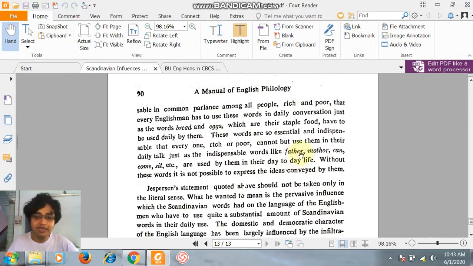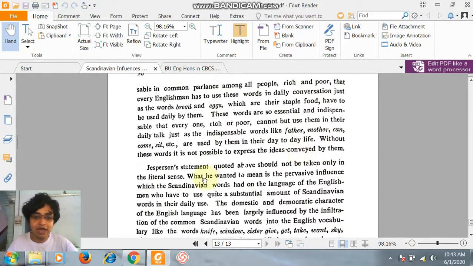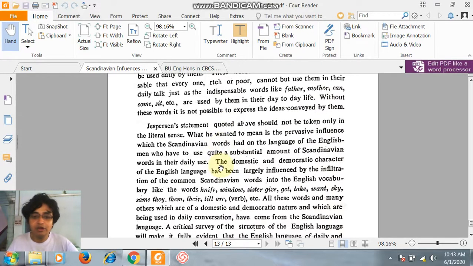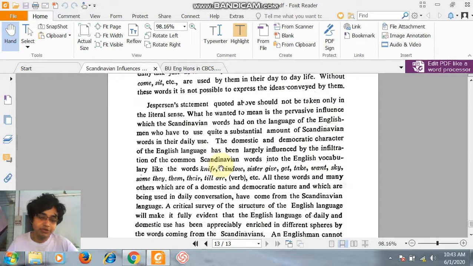So in this way we can say that words like bread, eggs, and indispensable words like father, mother, can, come, seat, which are being used daily in our day-to-day life, are Scandinavian in origin. So this is Otto Jespersen's statement, from his famous book The Growth and Structure of the English Language, where he said these words.